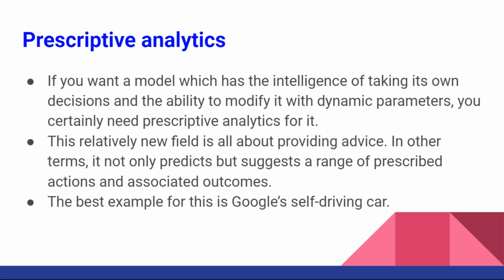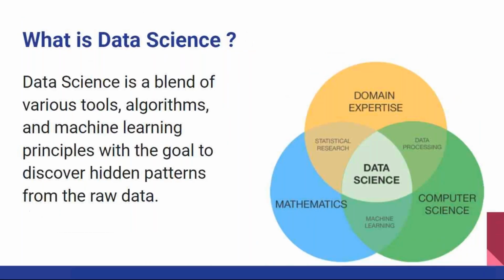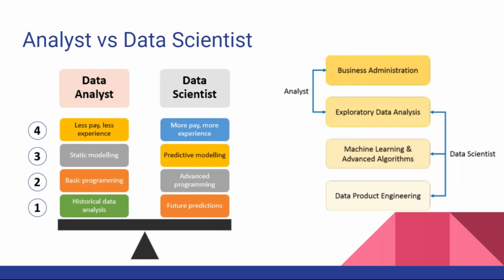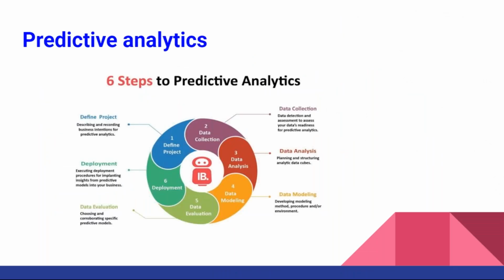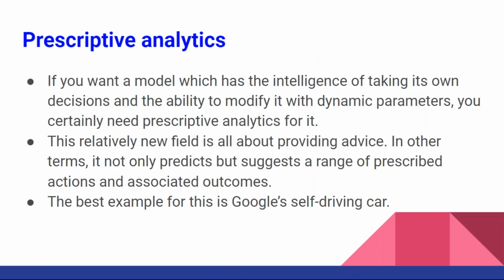So if you want to model which has the intelligence of taking its own decisions and the ability to modify it with a dynamic parameter. So now I think you would be able to relate this one, what is the difference between static modeling and what is the difference between the predictive modeling. So it will change based on the data points, based on the input that you receive, based on the dynamic parameters. If it changes, then the model or the prediction will automatically change. The kind of video that the model will recommend to the 18-year-old, and the kind of video it will recommend to the guy who is 55 or 60, 68 or 39, that will be different because both of them might be having different tastes.